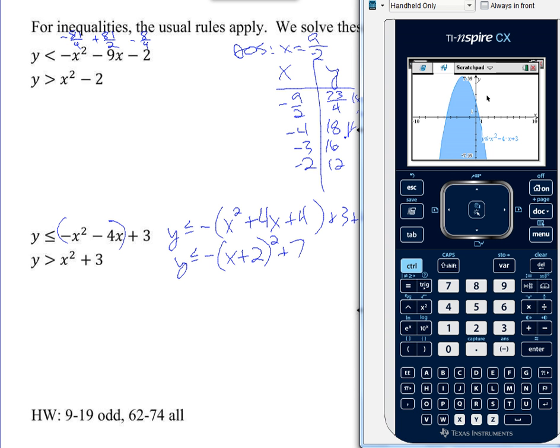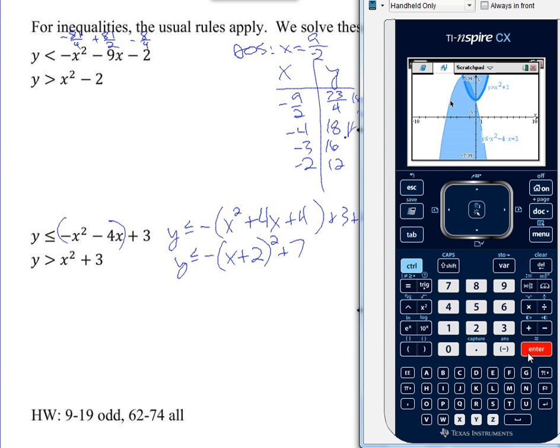So to do the second one, press tab to bring up the function window again. Delete the equal sign, and this time we want to see the greater than symbol, so that's that one. And then we just type in the rest of the function. So x squared, and then the plus 3. Hit enter, and there's your second parabola.